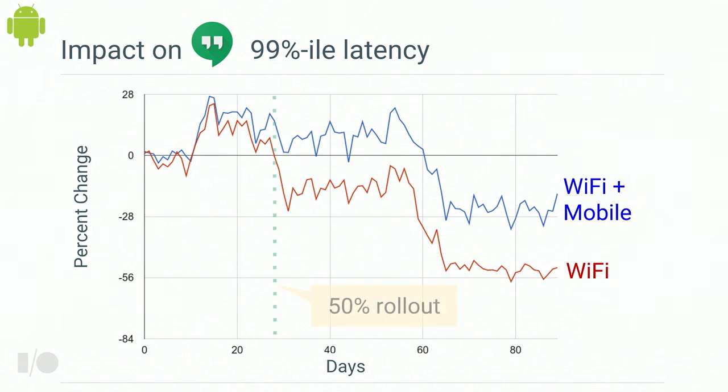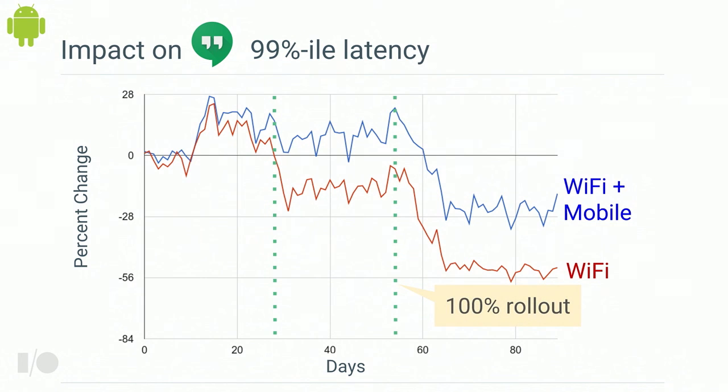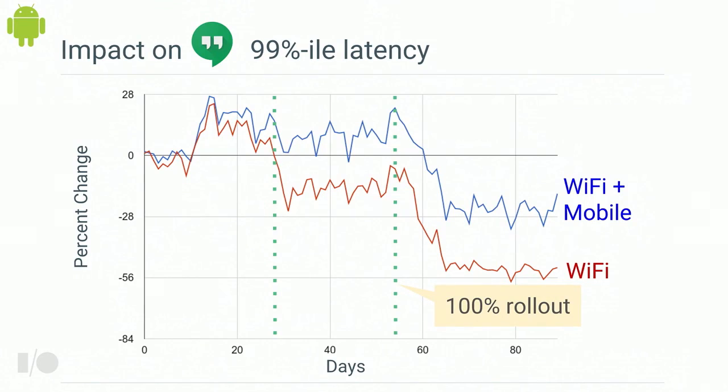So what we can see here is that at the 50% rollout point, the 99th percentile latency for Wi-Fi users dropped. When we got to 100% rollout, the Wi-Fi users continued to drop, but also the Wi-Fi plus mobile 99th percentile users dropped. That means that we've changed what problem is causing the 99th percentile latency for Wi-Fi plus mobile users. In the end, the remaining latency for the blue line was caused by 3G mobile networks, which we focused on later, but that's a talk for another time. If you look just at the Wi-Fi line, we reduced the 99th percentile latency for Hangouts 55%.